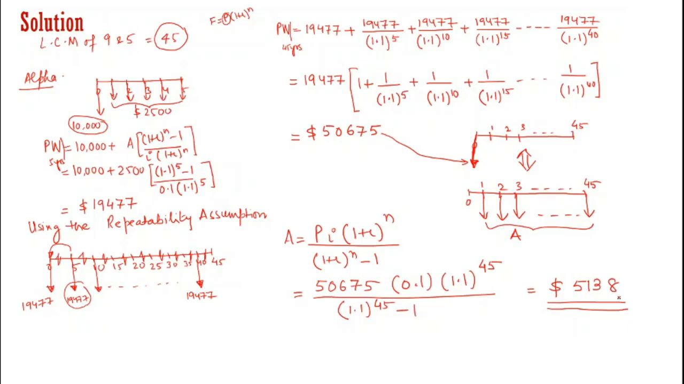So this is the annuity for model alpha. On similar lines, let us compute this for beta. For beta, the life is given as 9 years.